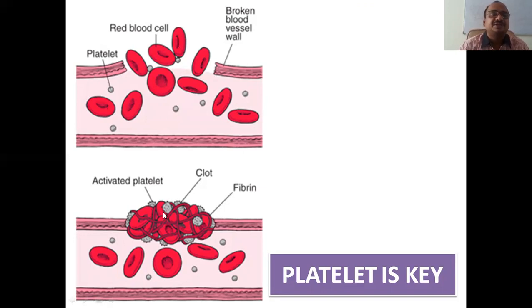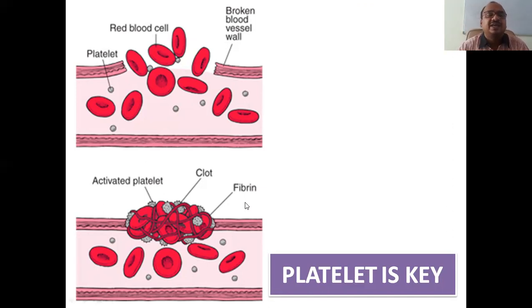So what happened after accumulation? Platelets become activated. This point is very important. Platelets become activated. That's why here I highlighted platelet is a key. Platelet is a very important key for the formation of clots. These clots make the biggest problem, that we will see now.